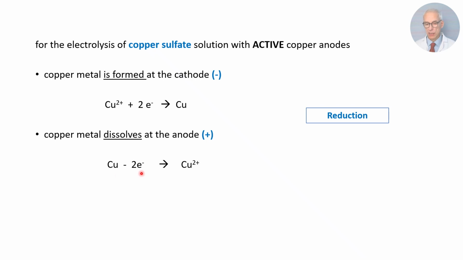Copper loses 2 electrons to form copper 2+ ions. Those 2+ ions are released into solution. So the oxidation with active electrodes is not of an ion of the electrolyte, but the oxidation of the atoms in the electrode itself. So in this example, copper metal is oxidized to copper 2+ ions. Or we could rewrite that: copper turns to copper 2+, and we can place positive 2 electrons on the right hand side. Both of these equations represent copper losing 2 electrons.